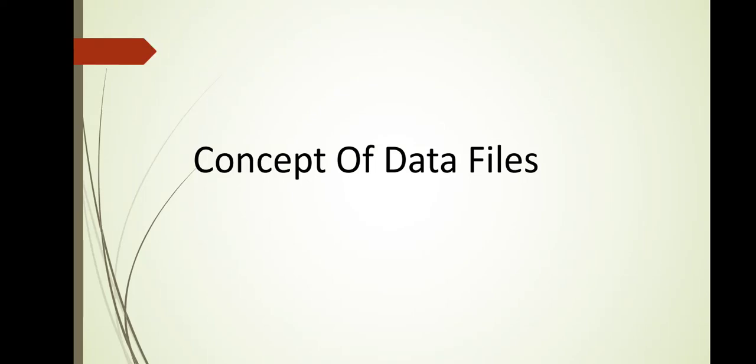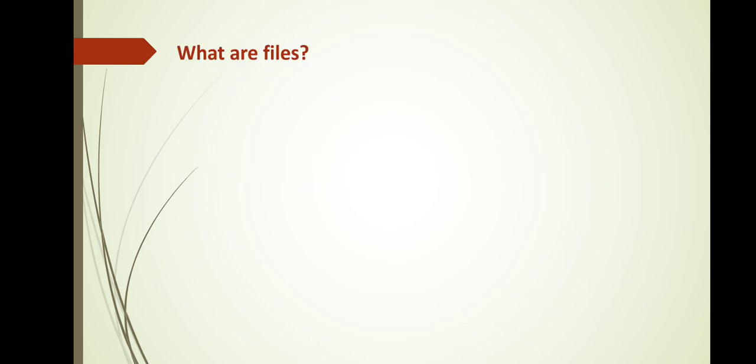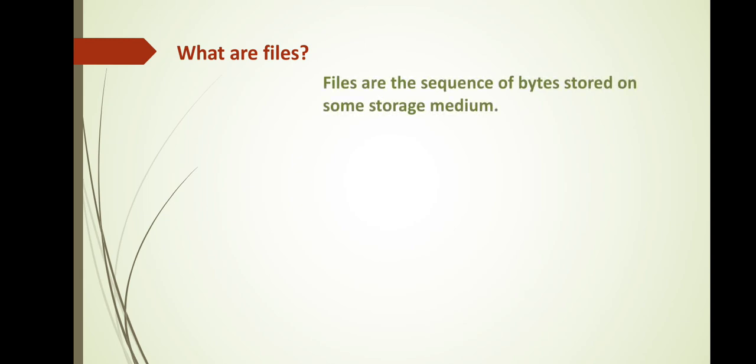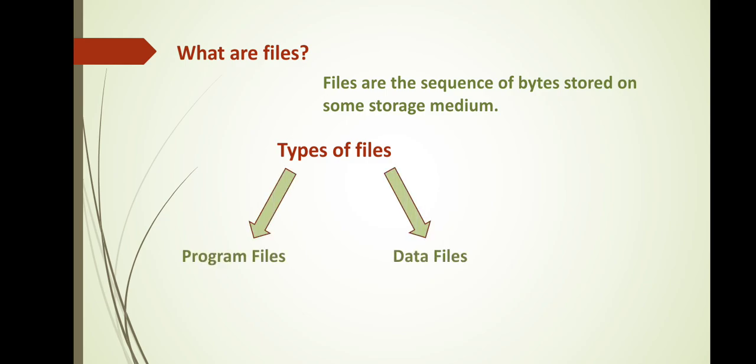Okay, children, today we will be discussing the concept of data files. So, first of all, what are files? Files are sequences of bytes stored on some storage medium. If I talk about the types of files, there are basically two types. The first one is your program files, and the second one is your data file. Let us talk about both types of files.